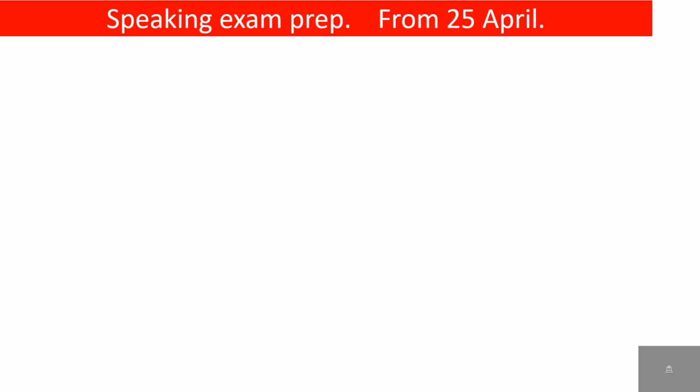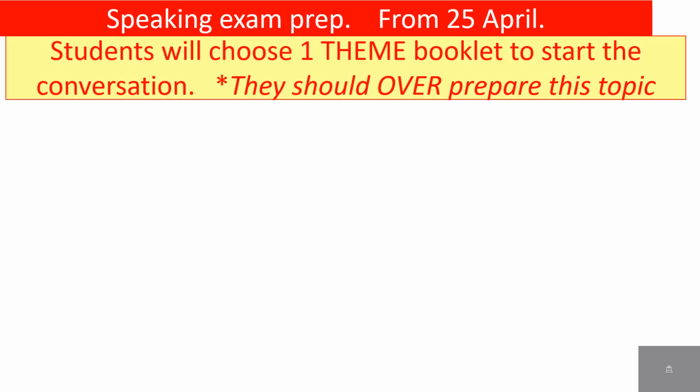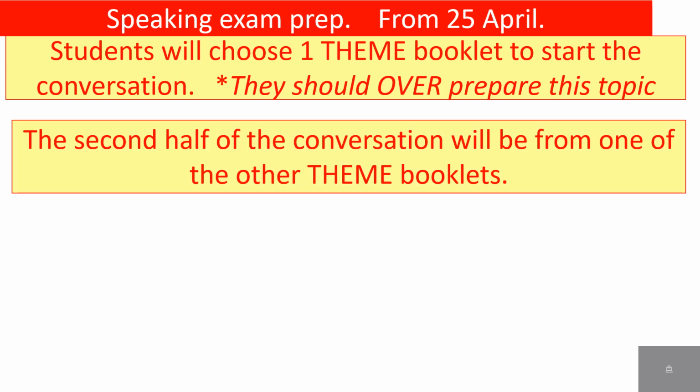When the students sit their actual GCSE, they will have to use a general conversation and speak about two of these three booklets. The students are able to nominate the first of the booklets for this conversation, so they should over-prepare from one of the booklets that they wish to nominate. The second half of the conversation will be from one of the other two theme booklets. The students will not know prior to the exam which of those booklets they will be talking about, so they need to be well prepared on both.